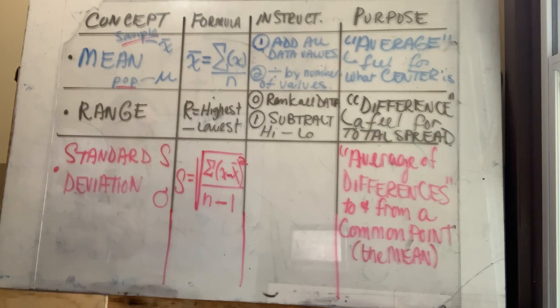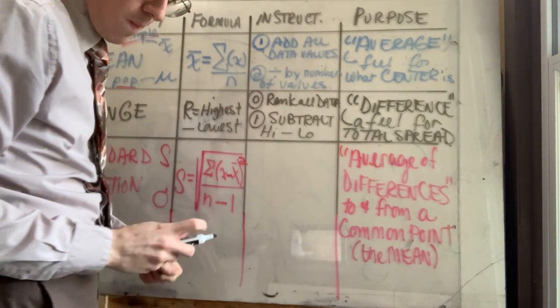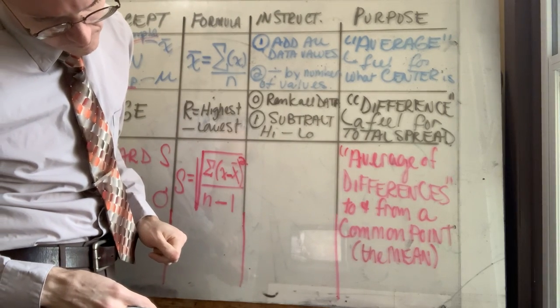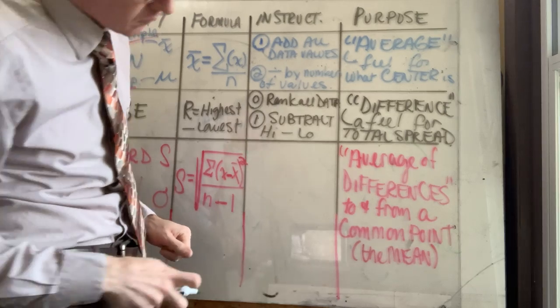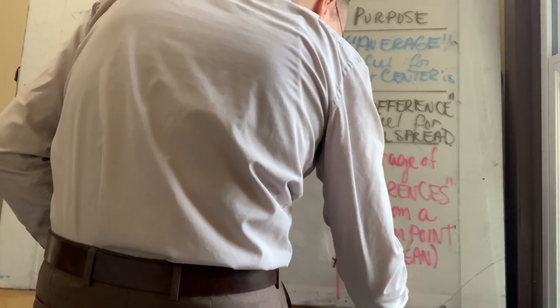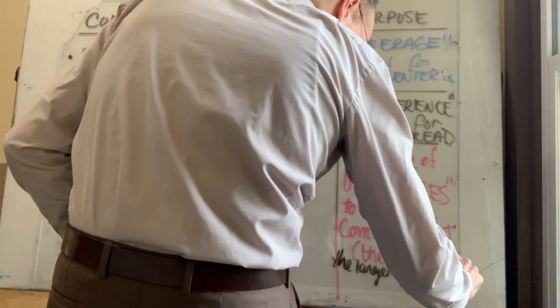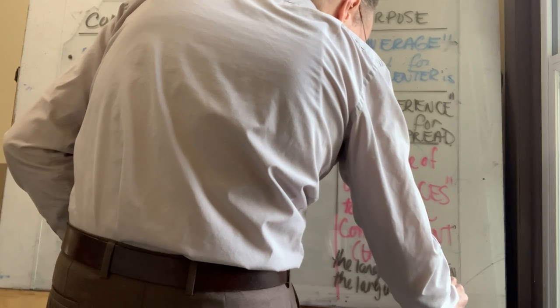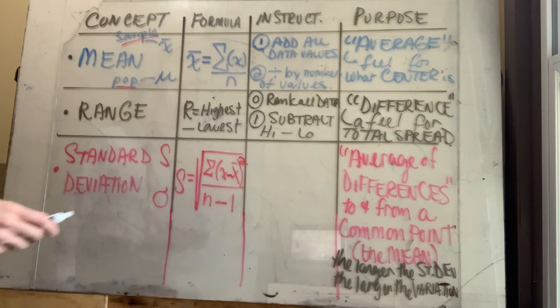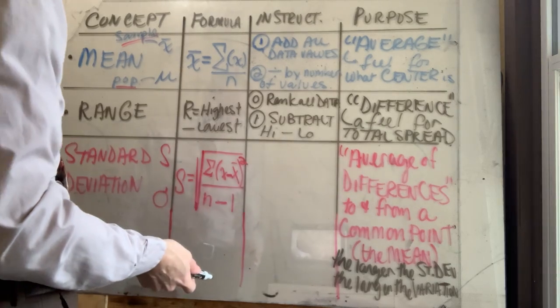Anyhow, let me add one other thing here. The larger the standard deviation, the larger the variation. All right, so when you think big numbers, think a larger variation. The individual data values vary more widely about the common point. Right, if you had a small standard deviation by contrast, then you would have a small variation, in respect of the numbers that you're using.